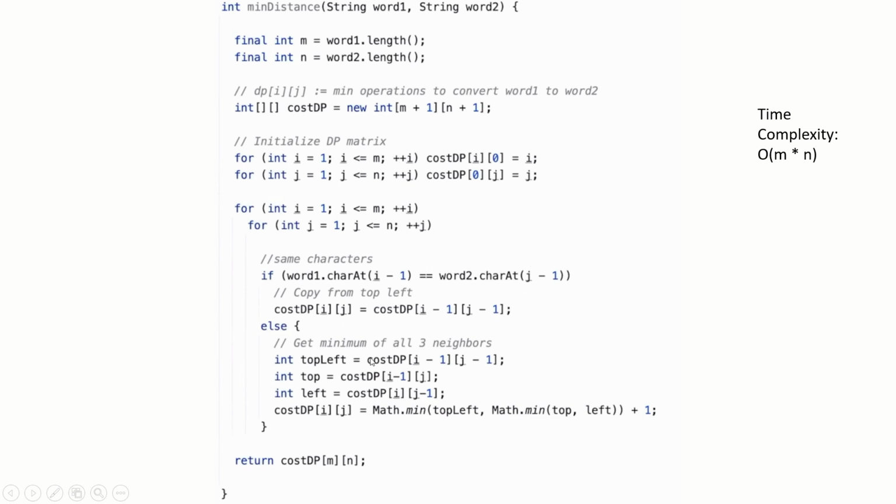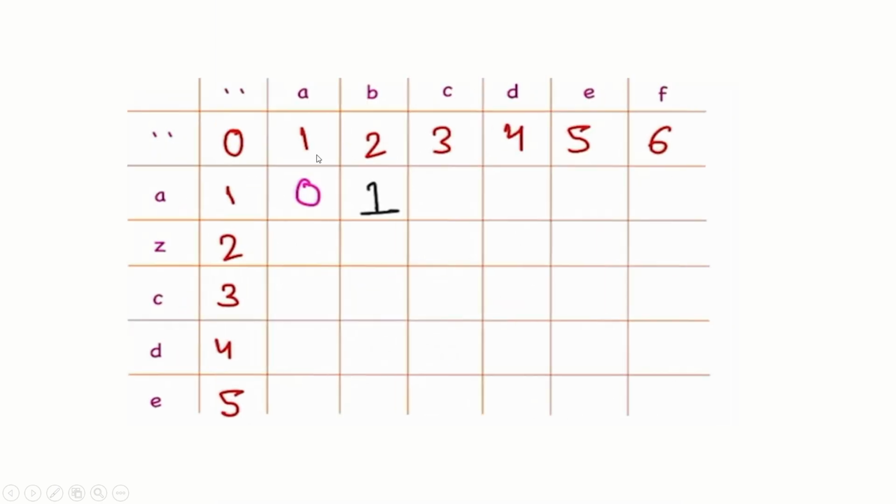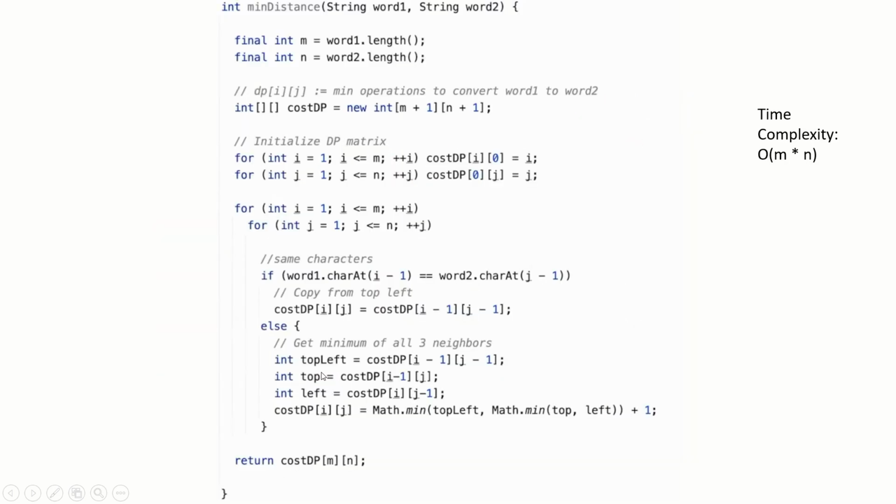If there's a different value, if it's not the same character, then we'd have to find the minimum of all the three neighbors, that is the left, the top left and the top value. We'd have to find the minimum among them, add 1 to it, and write the value in that box. And finally we'll be returning the mnth value of the array in order to get the final result.